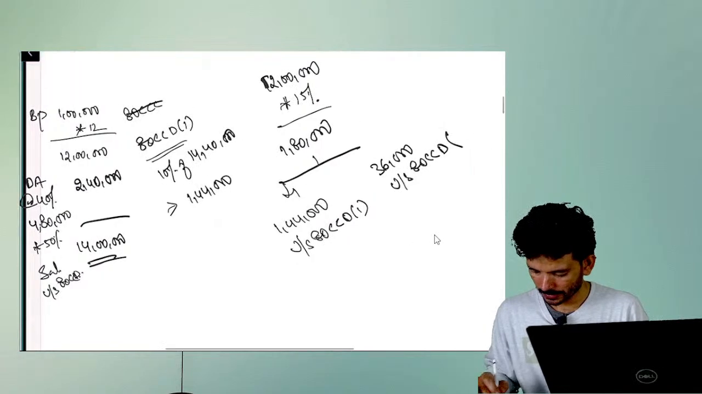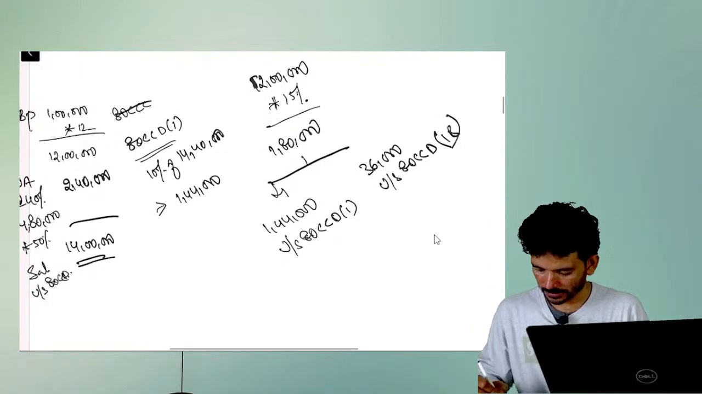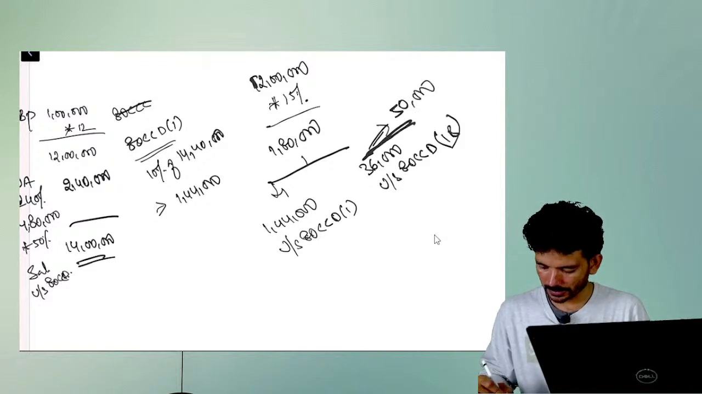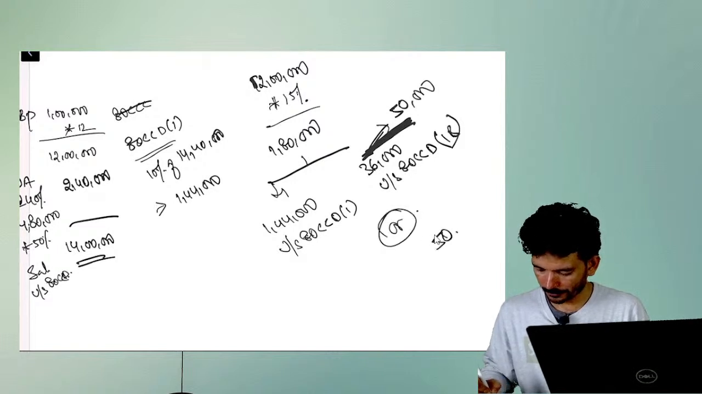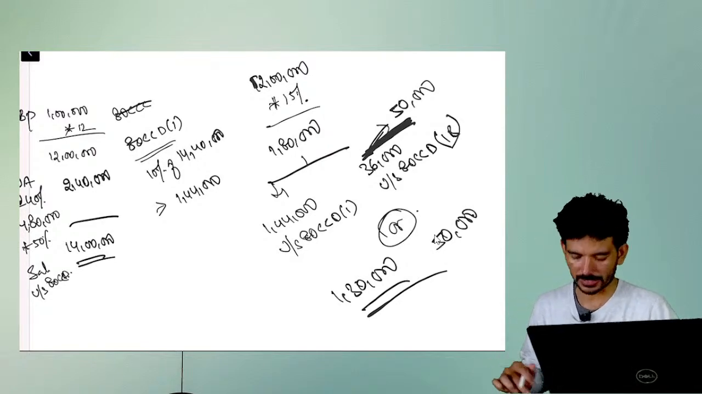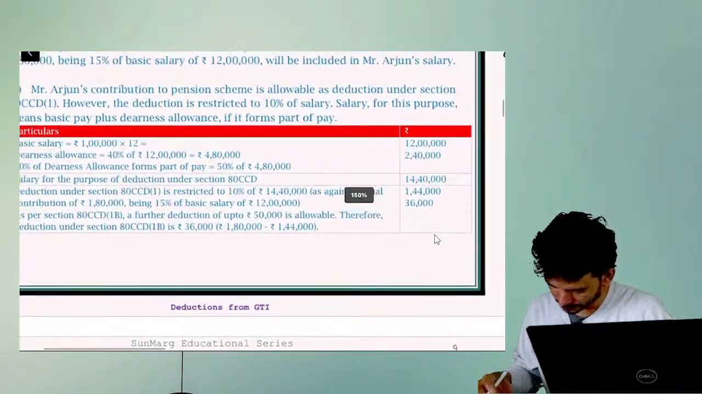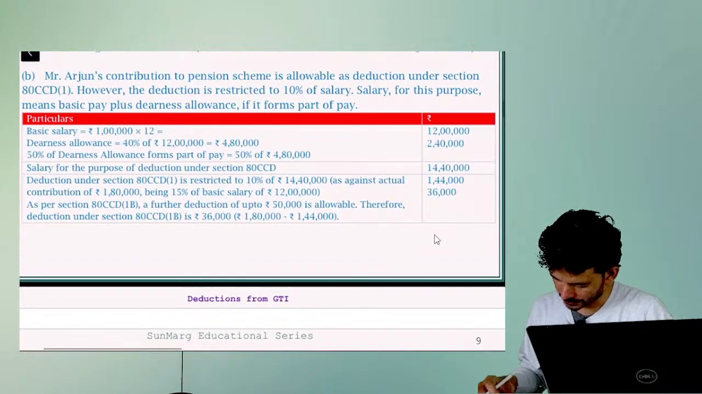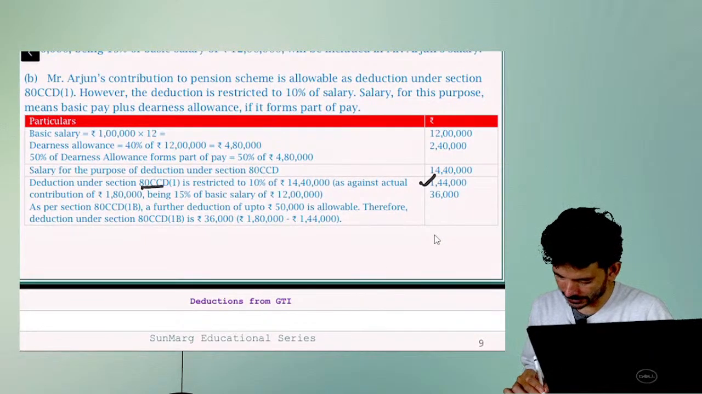80CCD(1B), because the maximum limit here is 50,000. So he can claim 36,000 here, or put it another way, he can claim 50,000 here and 1,30,000 there. So both are permissible as per his tax planning, but from an examination point of view, you can say this. So I will see the answer. Yeah, 1.44 lakh for 80CCD(1), 36,000 for 80CCD(1B).